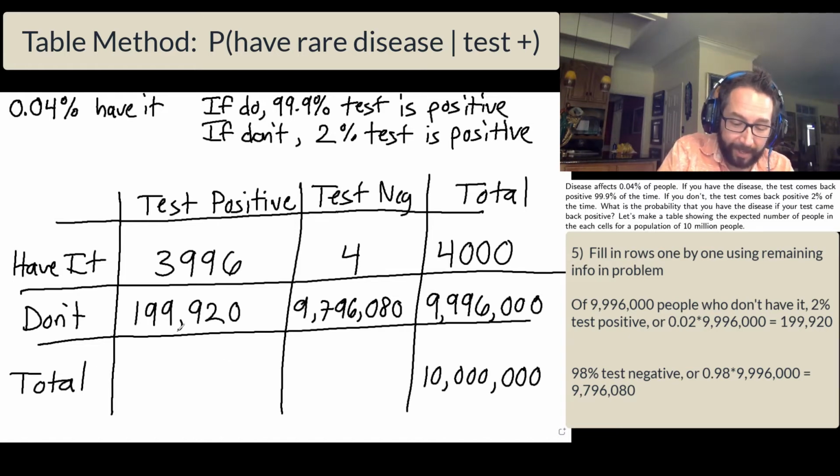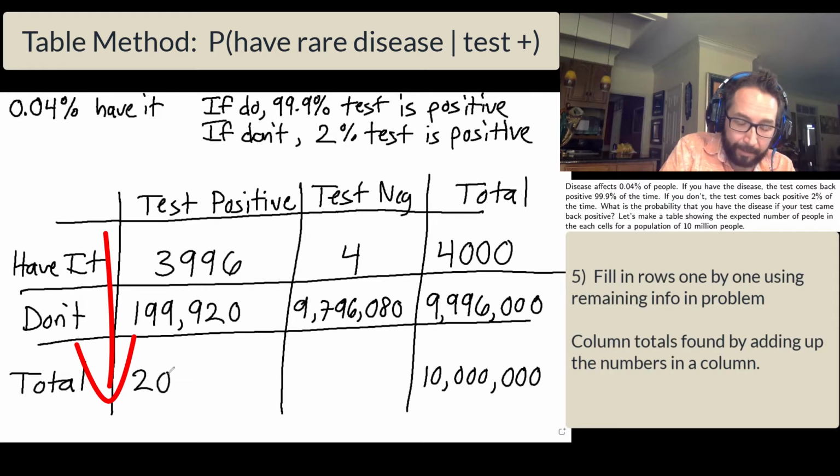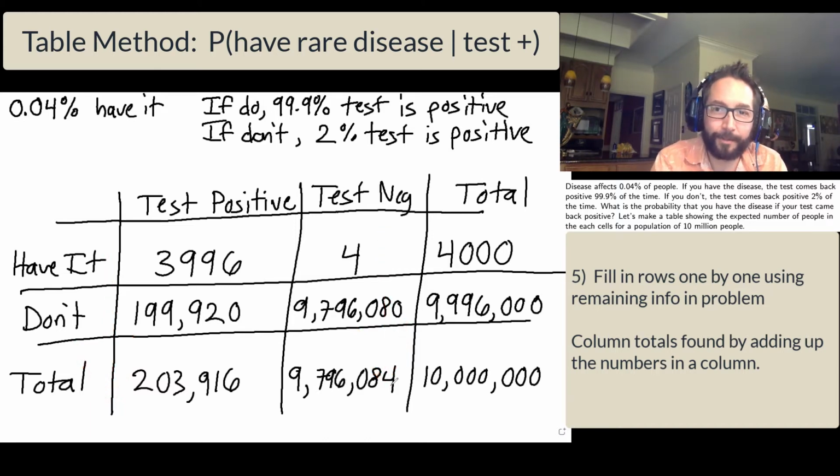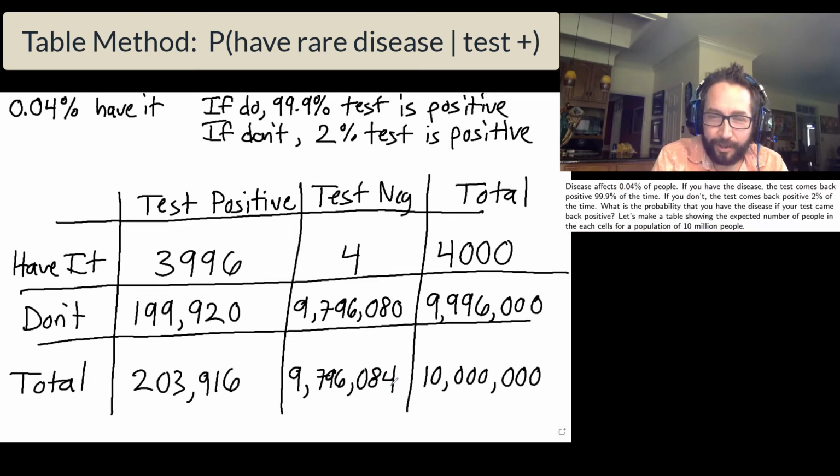So what are these totals? Well, I can add these two numbers together. Out of these 10 million people, I expect to get just over 203,000 positive results and 9,796,084 negative results.